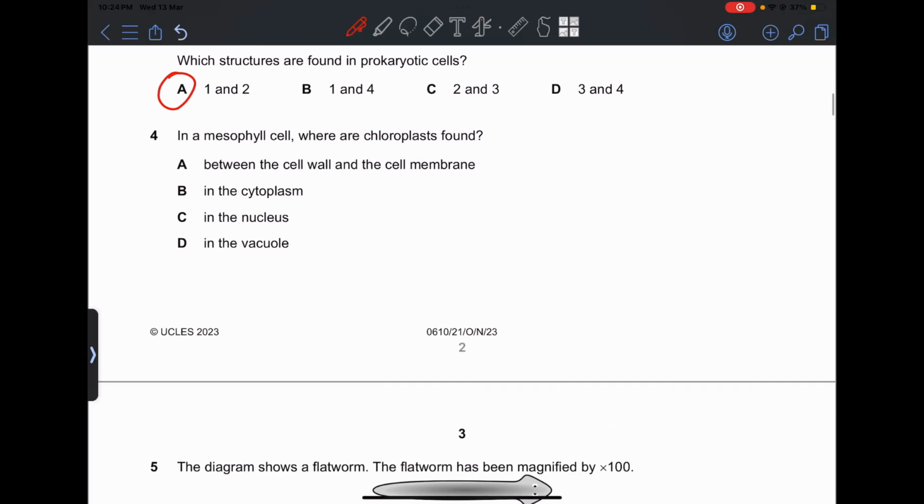4. In a mesophyll cell, where are chloroplasts found? This is actually in the cytoplasm. So we know if you look at any plant cell diagram, then you will find that the chloroplasts are found in the cytoplasm. So our answer is going to be B.